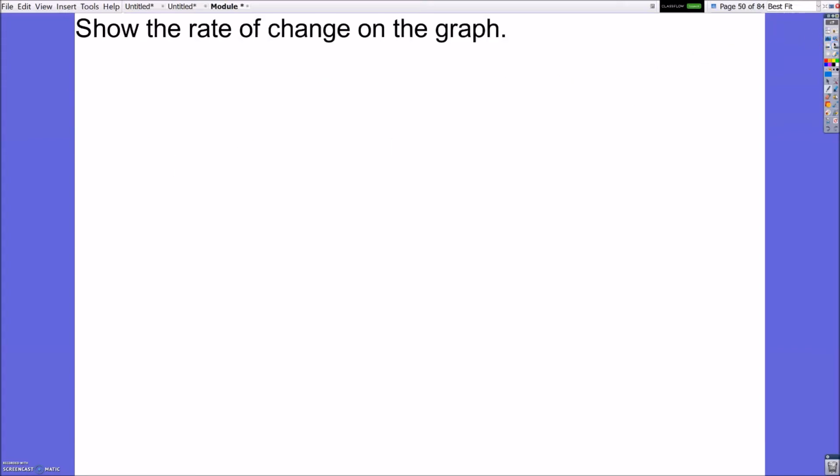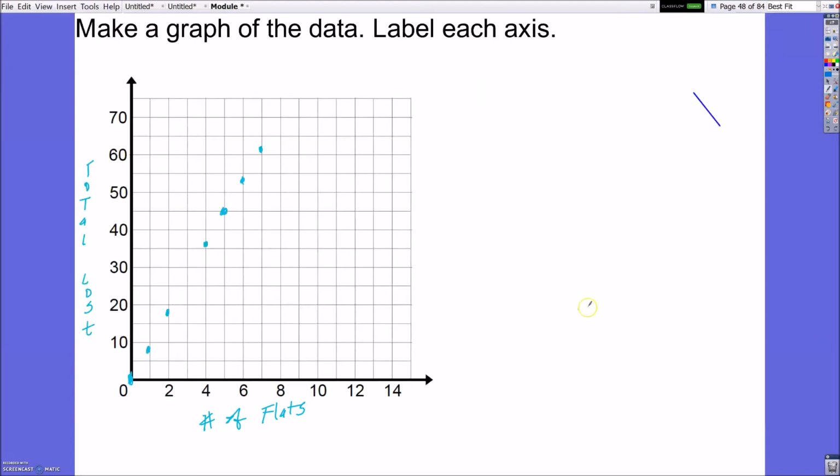All right. So show the rate of change on the graph. The rate of change is how much am I increasing by. So on here, the dollar amount increases by 9 when my flat increases by 1. So that's the rate of change right here. I went up $9 for every 1 flat. So those little stairs that we made there represent the rate of change.